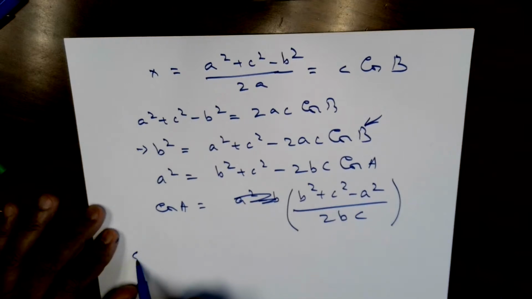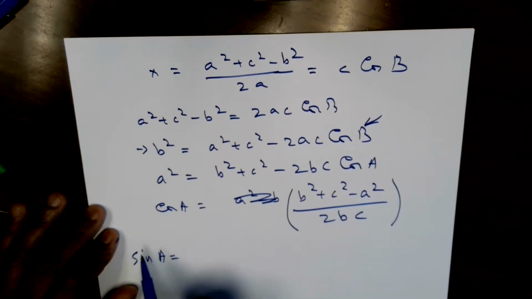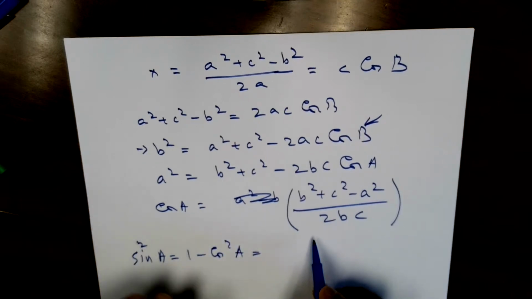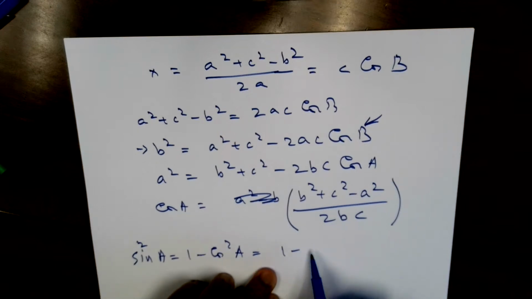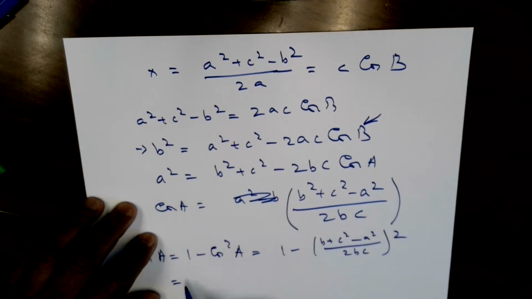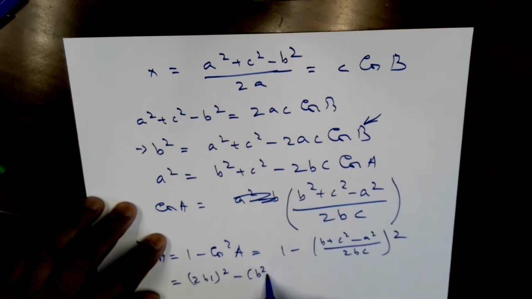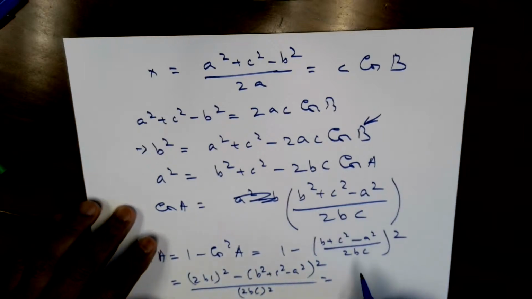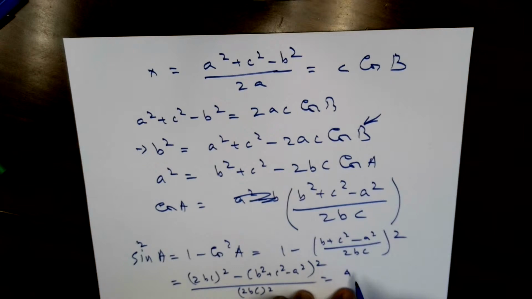And in fact, we can use this for sin A here. Sin squared A is 1 minus cos squared A. So that's going to be 1 minus b squared plus c squared minus a squared over 2bc, squared. So again, the same trick that we did before: 2bc the whole squared minus b squared plus c squared minus a squared the whole squared, over 2bc the whole squared. So the numerator will come out to be 4 multiplied by, if you go through the way we did this before.